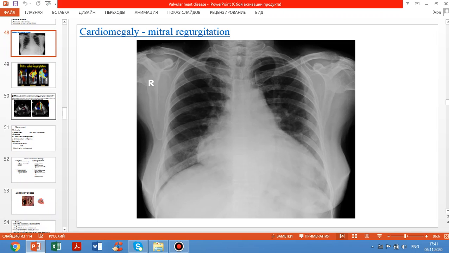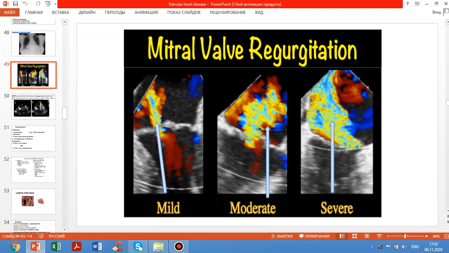This is the chest X-ray of a patient with mitral regurgitation, showing cardiomegaly. You can see three types of mitral valve regurgitation. The first is mild, then moderate, and severe regurgitation.